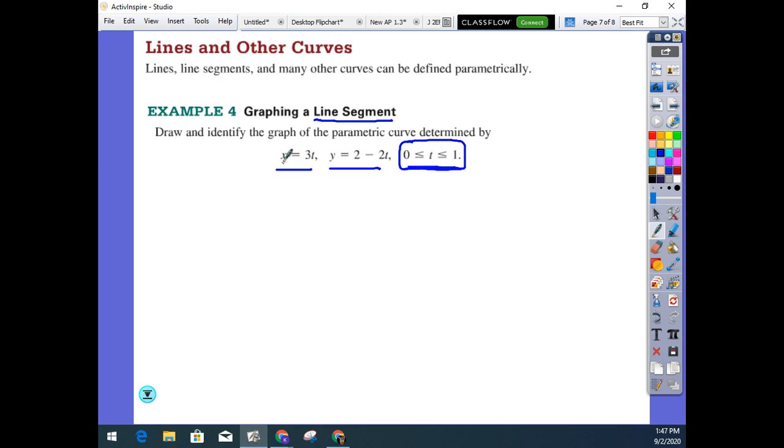Now notice the format. X equals 3t, y equals 2 minus 2t. I'm going to tell you some general. You're going to have an x value plus at. You're going to have y equals a y value plus bt. And always use this interval. You might want to write that down as we turn the page for parameterizing a line segment.